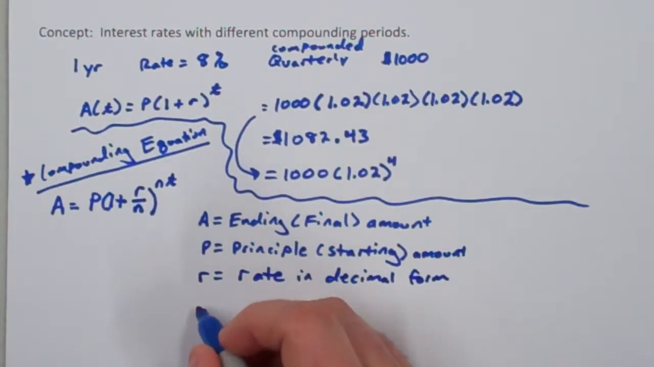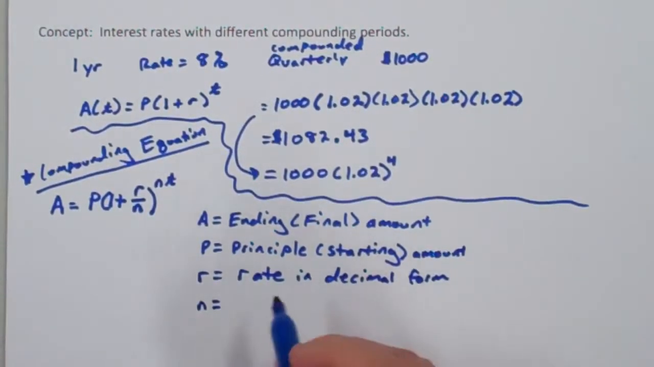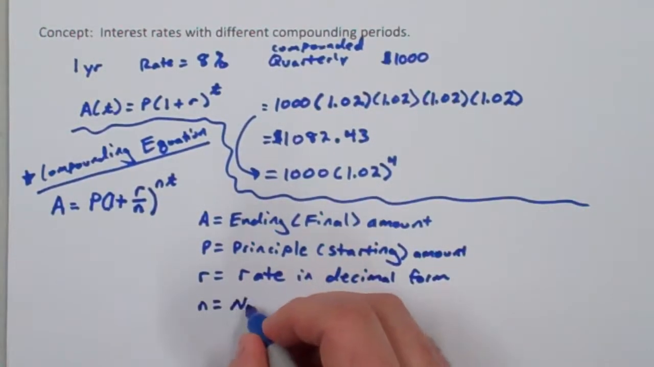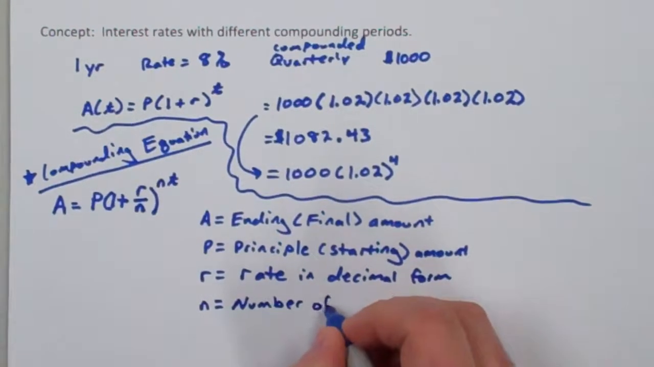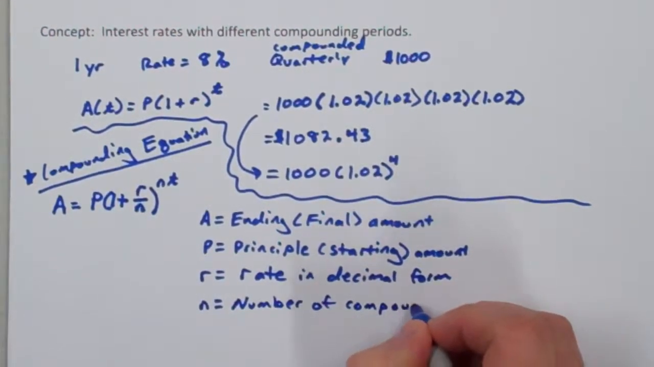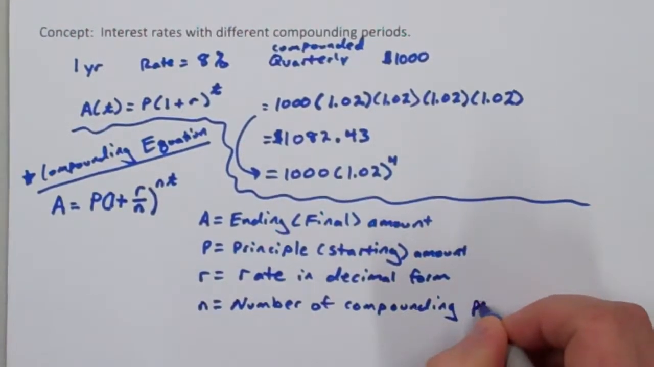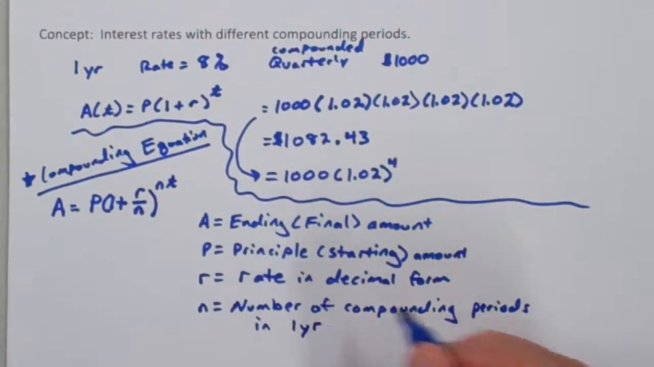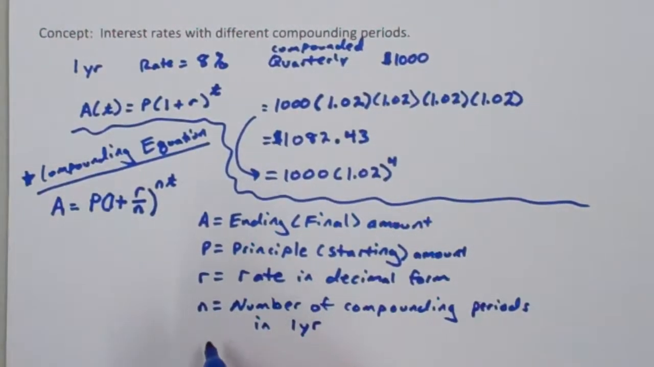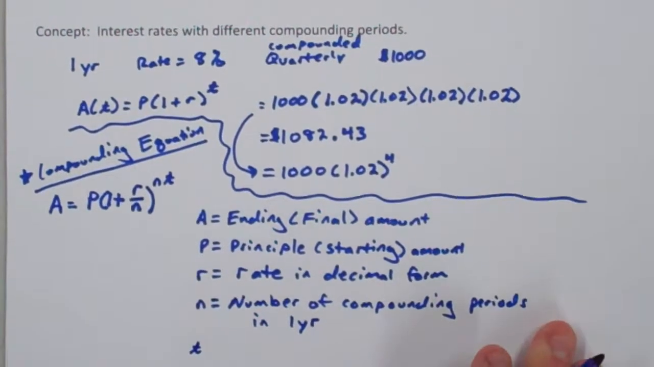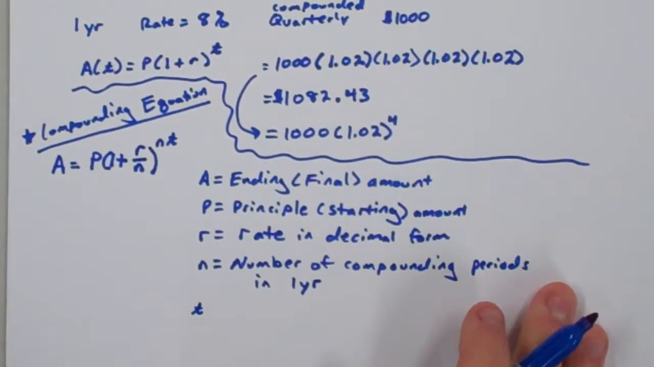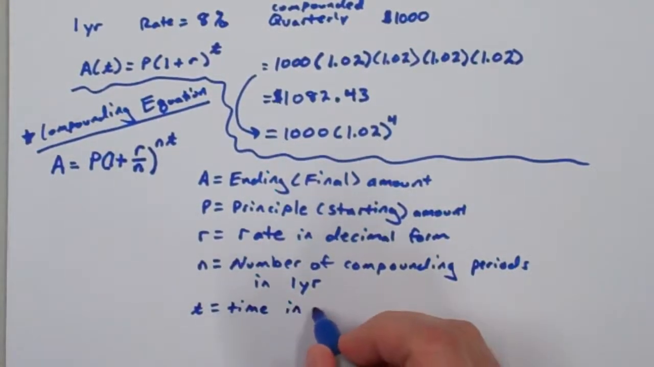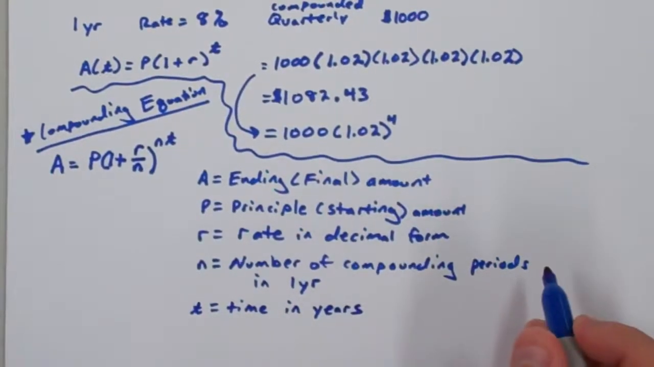And then n is this funny number, and n is very much related to the number of compounding periods, so we can say that n is the number of compounding periods in 1 year, just in 1 year. And let's see here, t then, maybe we have to move this up just a little bit. T is just going to be the time, and this one is definitely going to be in years.